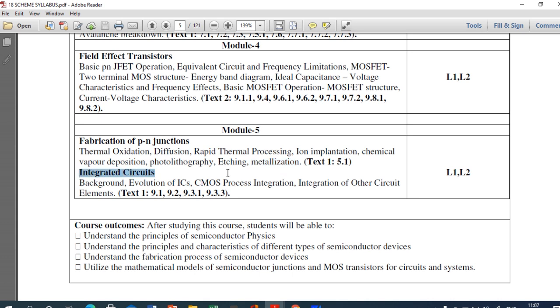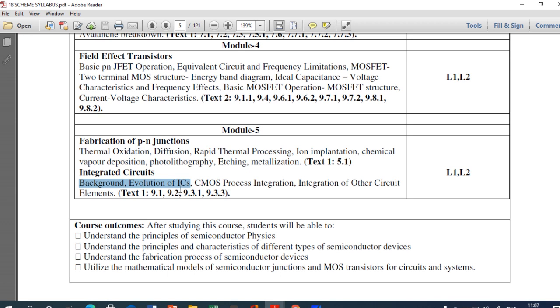Before starting with the integrated circuits, the topics like background and evolution of ICs, I have made separate notes for these two topics. The remaining topics will be covered in the notes which I have sent. So these two topics are already covered in the notes. Only these two topics, background and evolution of ICs, I have made separate notes. Today we will discuss these two. After the class, I will send you the notes regarding these two topics.